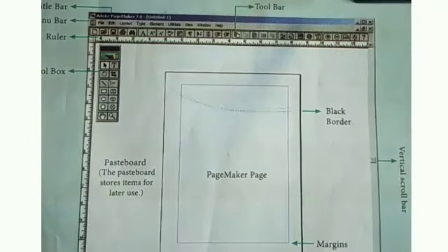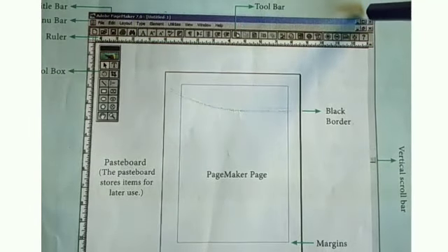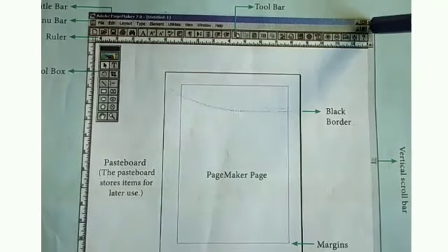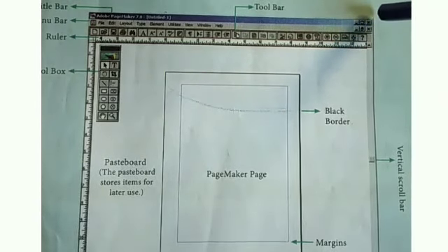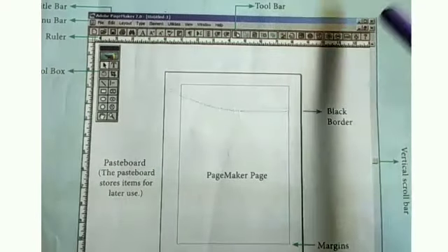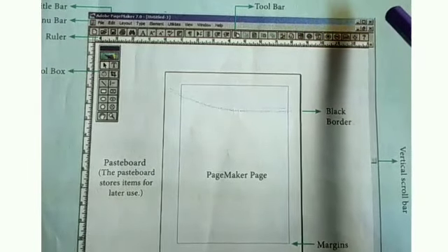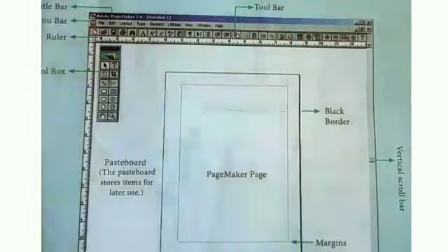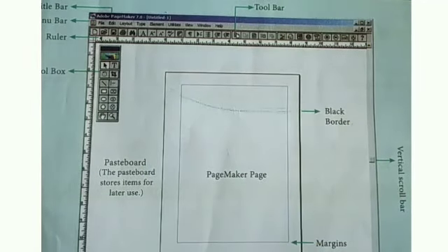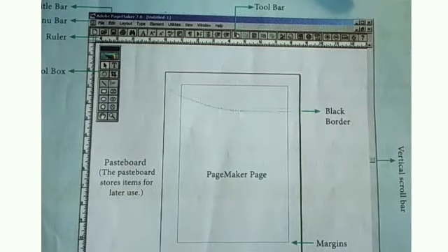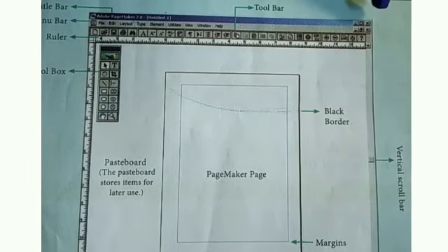Next, the top right corner has three control buttons. First one is the minimize button, second one is the maximize button, third one is the close button. Already you know that the minimize button is used to minimize the window, which will be kept on the taskbar. The maximize button is used to maximize the window to fit the entire screen area. And the last one, the close button, is used to close the current document file.